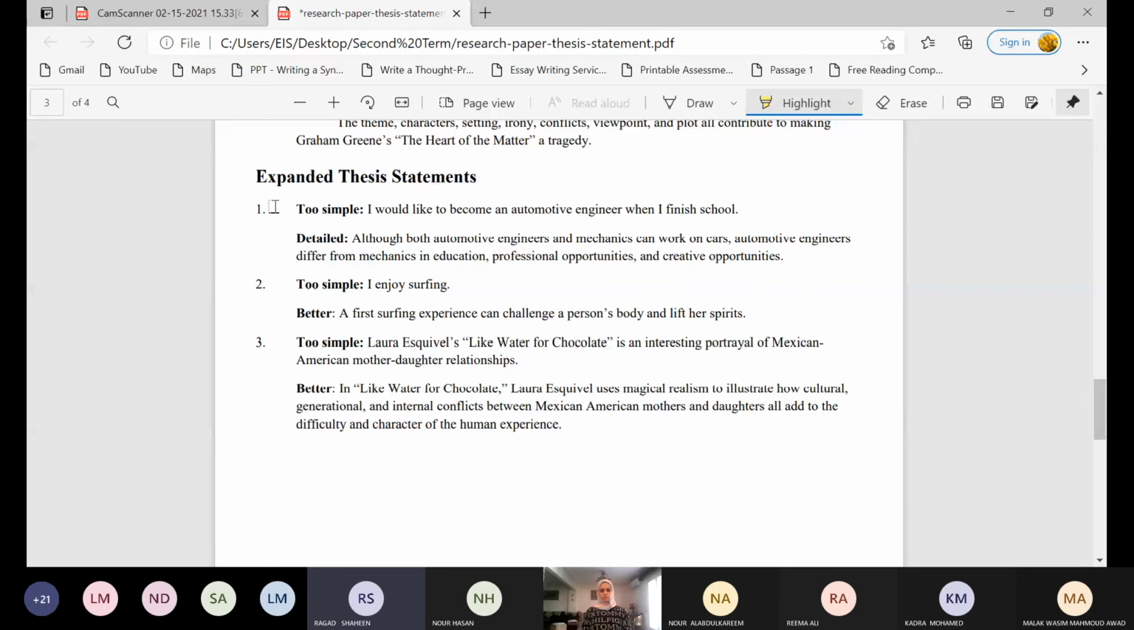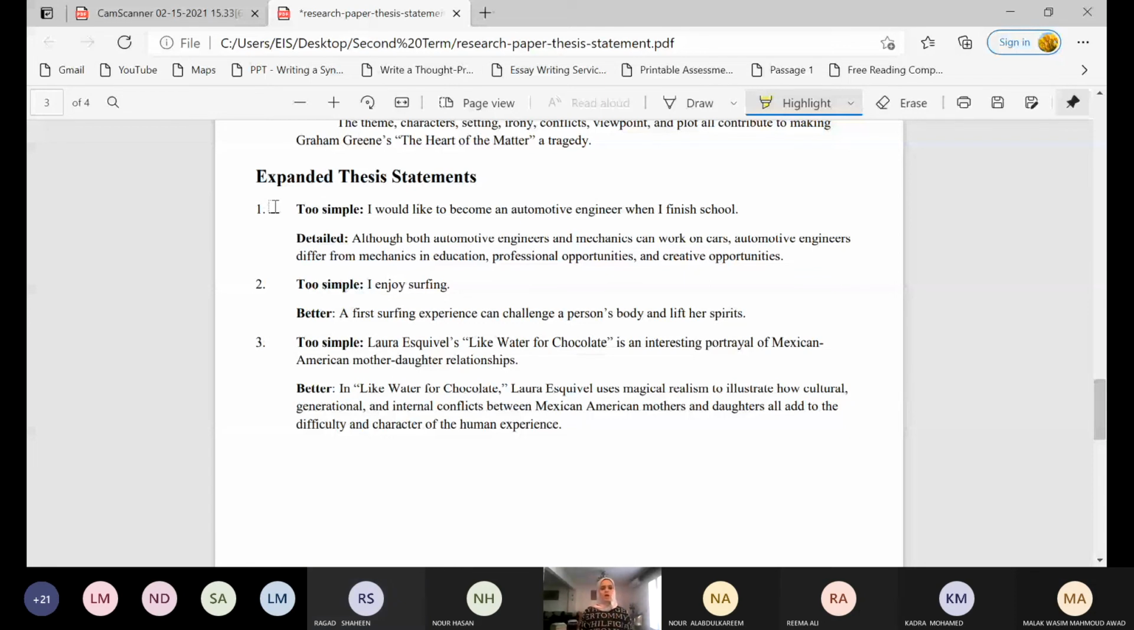Although both automotive engineers and mechanics can work on cars, automotive engineers differ from mechanics in education, professional opportunities, and creative opportunities. Okay, you see how it changed? And number 2, I enjoy surfing. Instead of I enjoy surfing, how would I say it, Ragad? A first surfing experience can challenge a person's body and lift her spirits. Without mentioning myself or talking to the reader, or saying I.